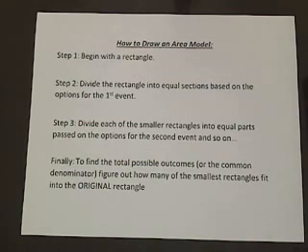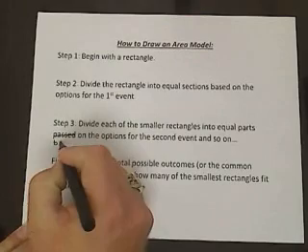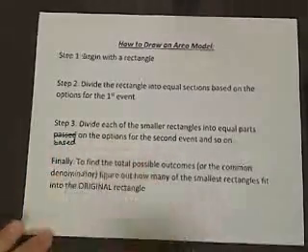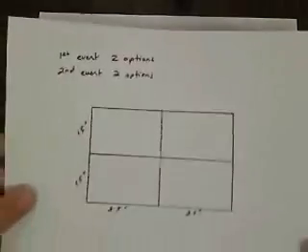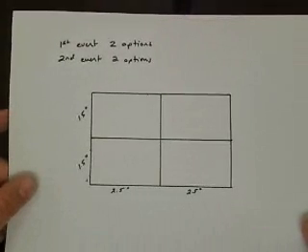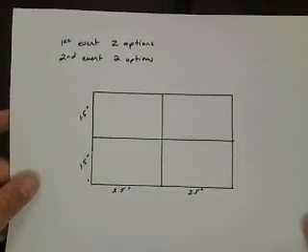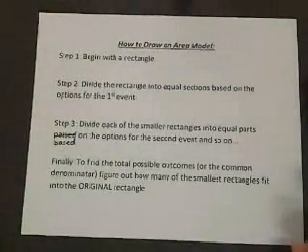The third step, divide each of the smaller rectangles into equal parts based on the options for the second event, and so on. So here's a few examples. Suppose your first event has two options and your second event has two options. You will divide your rectangle into four equal squares, or four equal rectangles.